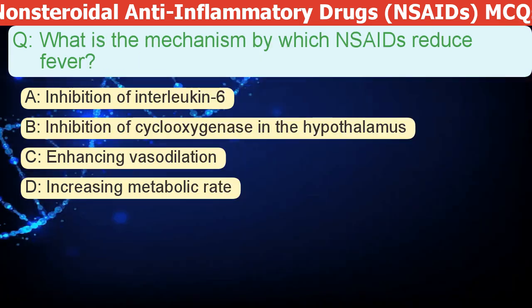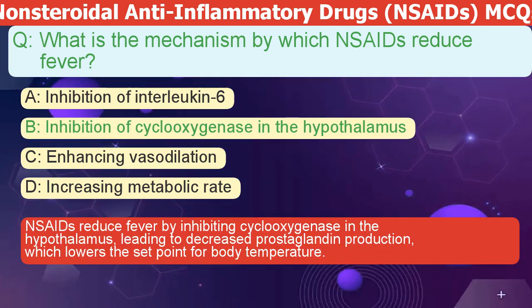What is the mechanism by which NSAIDs reduce fever? A. Inhibition of interleukin-6. B. Inhibition of cyclooxygenase in the hypothalamus. C. Enhancing vasodilation. D. Increasing metabolic rate. The correct answer is B. NSAIDs reduce fever by inhibiting cyclooxygenase in the hypothalamus, leading to decreased prostaglandin production, which lowers the set point for body temperature.